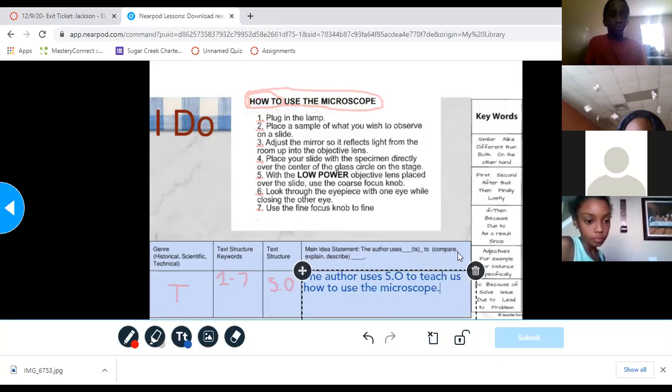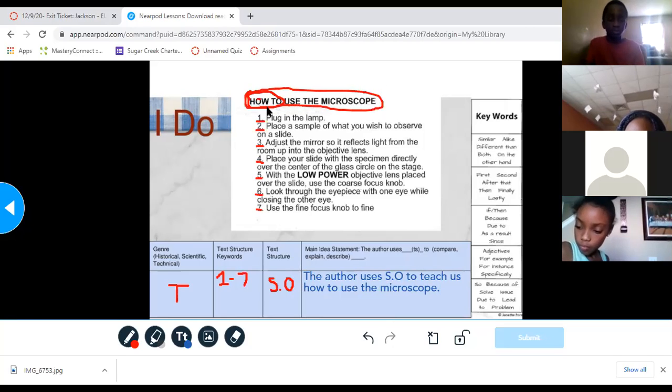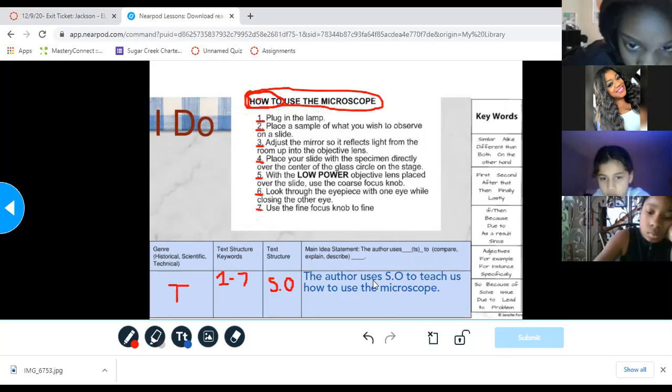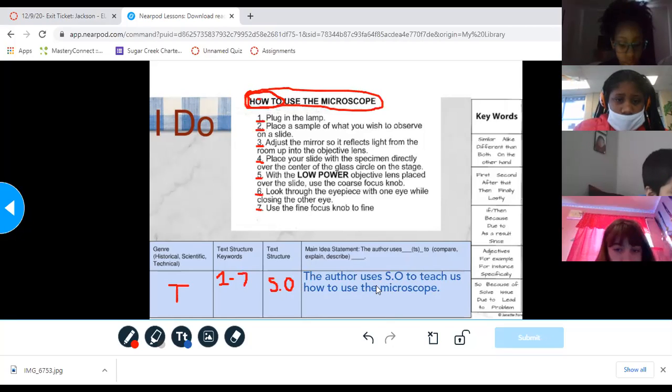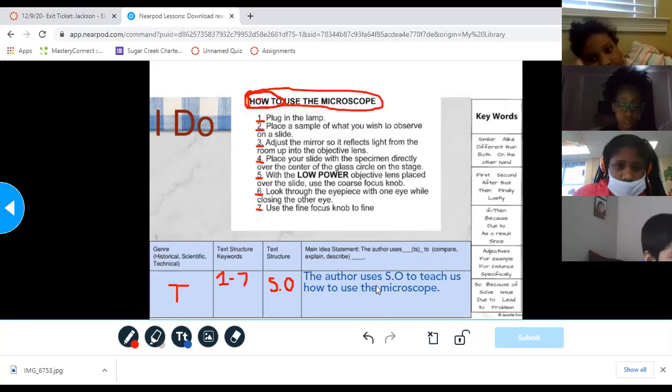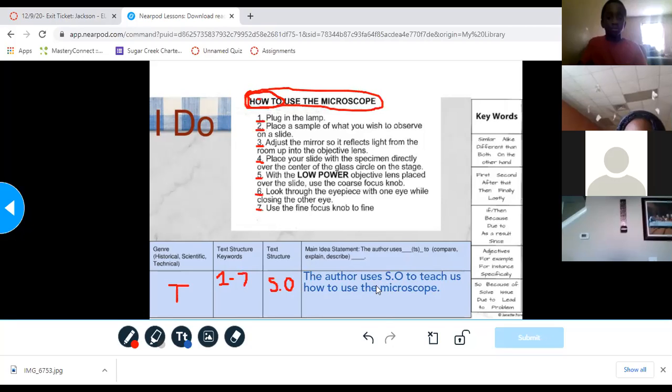Once again, the title has been circled or underlined. That's what it's teaching us how to do, right? That can also count as the main idea, what the text is mainly talking about, all right? And we put that in there. The author uses sequential order to teach us how to use the microscope. Everyone take a look at that. I'm now going to come and see who has their paper and which paper looks exactly like mine.